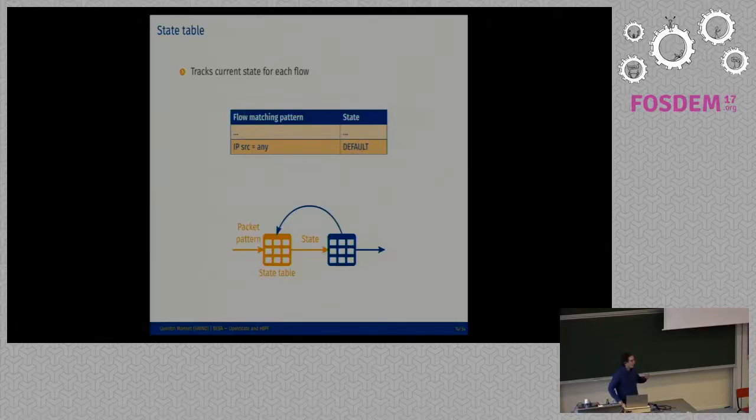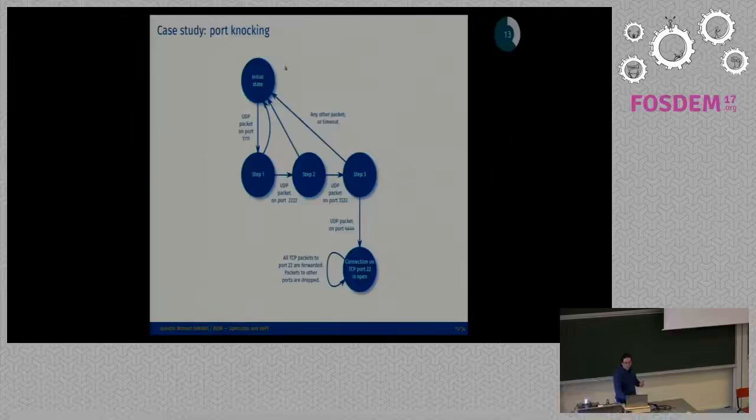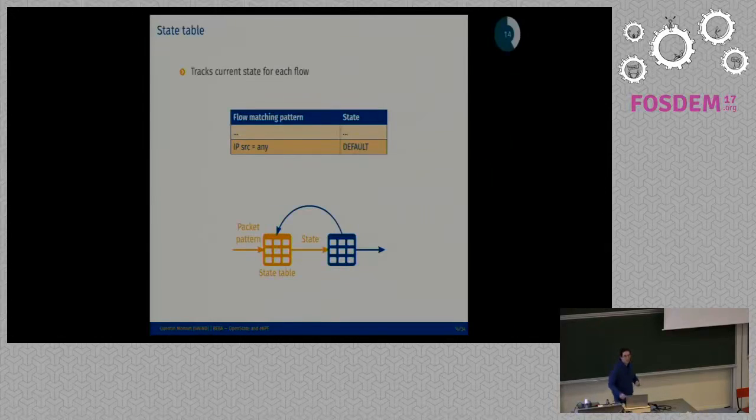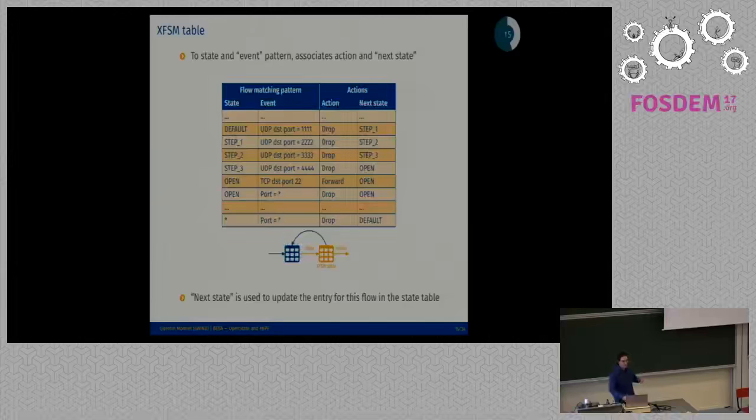At the beginning of the program, it's nearly empty. We just have a rule that says that for all flows, we are in the default state, so that's the initial state here. So when a packet arrives, we get state default initial for this packet, and then we perform the second lookup in the XFSM table.